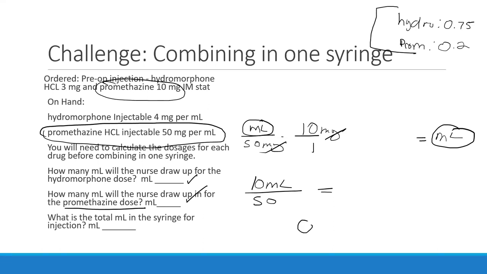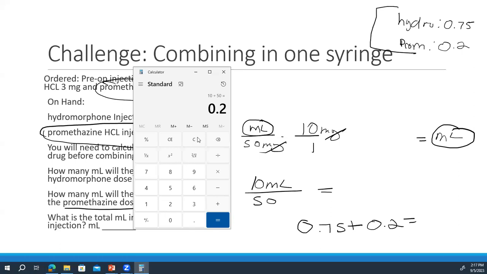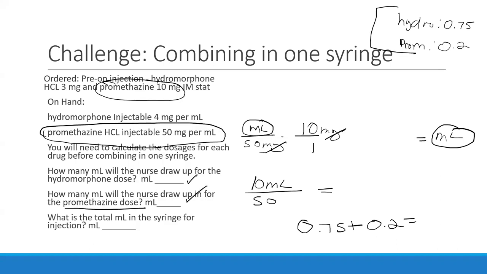So I'm going to do 0.75 plus 0.2. Pull out my calculator again. So clear all this out, 0.75 plus 0.2. And that's going to give us 0.95. So the amount of mLs we're going to give is 0.95.